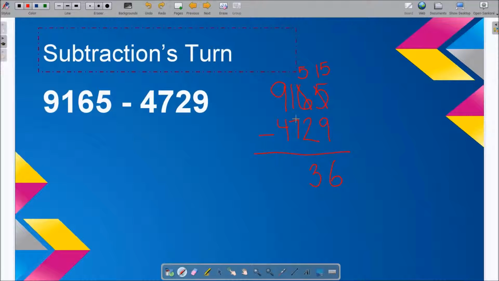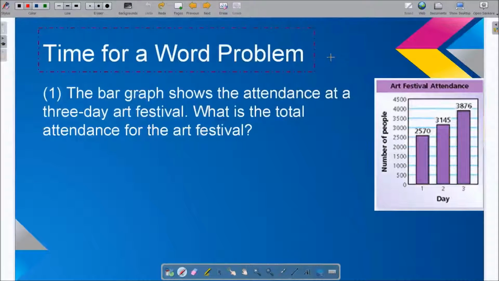1 minus 7, oops, gotta borrow. 9 becomes an 8. 1 becomes an 11. 11 minus 7 is 4. And last but not least, 8 minus 4 is 4 again. My answer is 4,436. Time for my favorite part of the lesson, word problems.